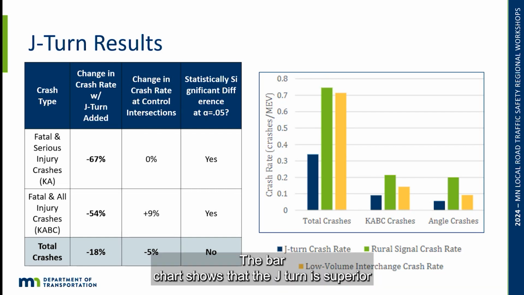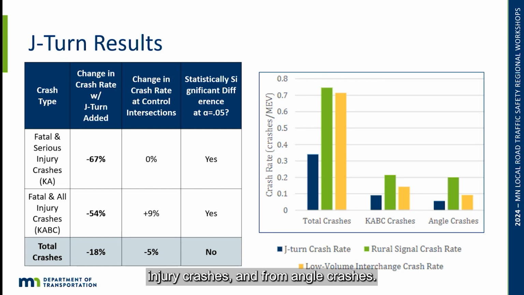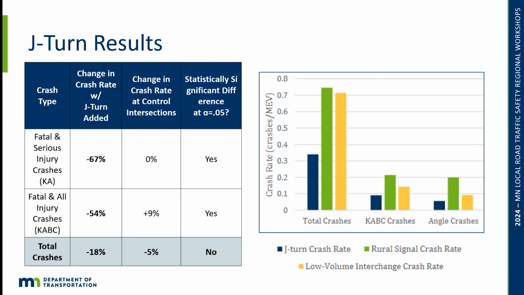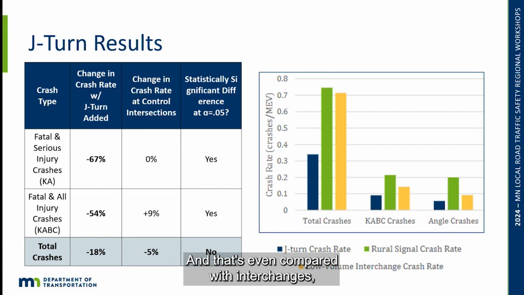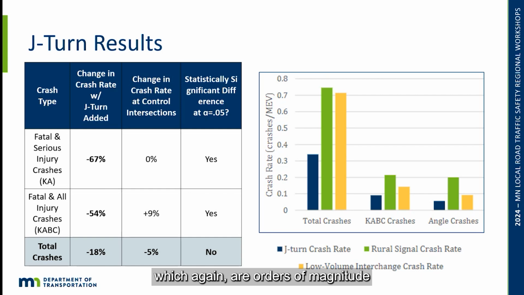The bar chart shows that the J-turn is superior from the perspective of total crashes, from the perspective of injury crashes, and from angle crashes. And that's even compared with interchanges, which again are orders of magnitude more expensive.